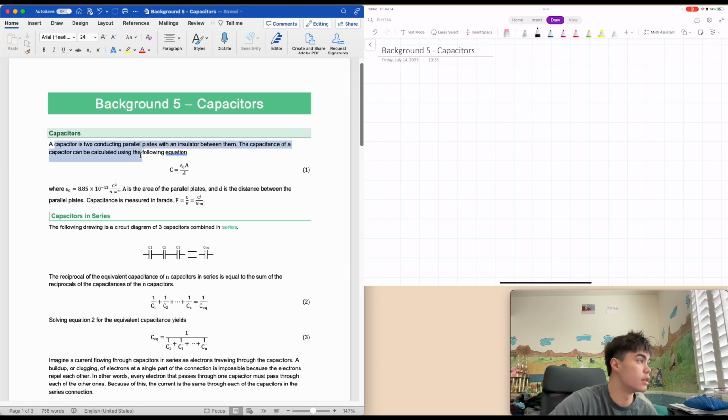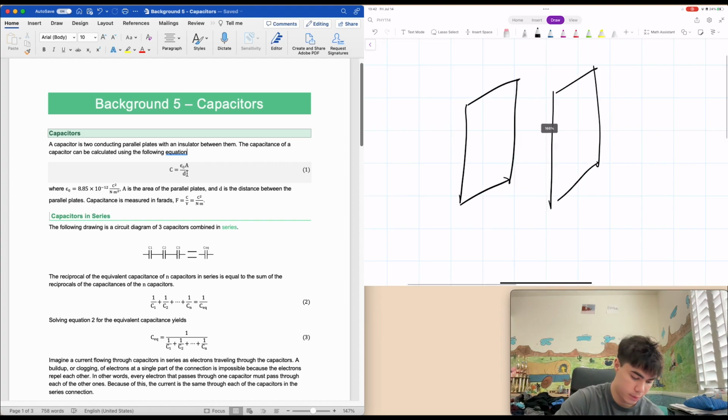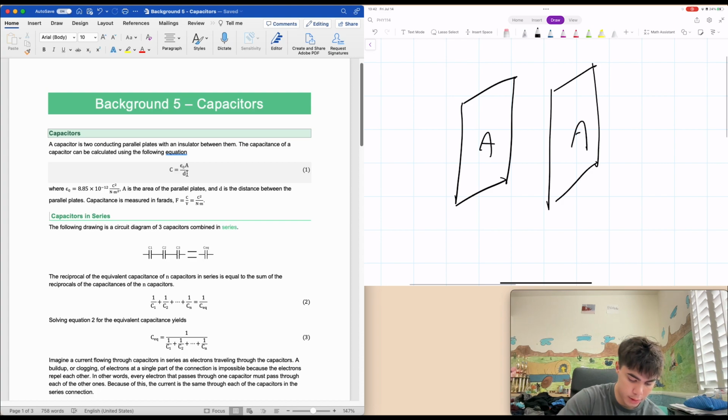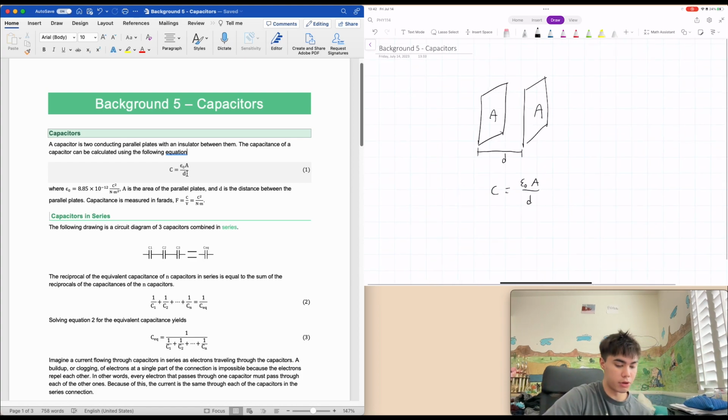So a capacitor is 2 conducting parallel plates with an insulator between them. The capacitance of a capacitor can be calculated using the equation capacitance equals epsilon 0 A over D. So let's say you have 2 parallel plates. They have an area of A each, and they're separated by a distance of D. Then capacitance equals epsilon 0 A over D. That's pretty straightforward, nothing really there.